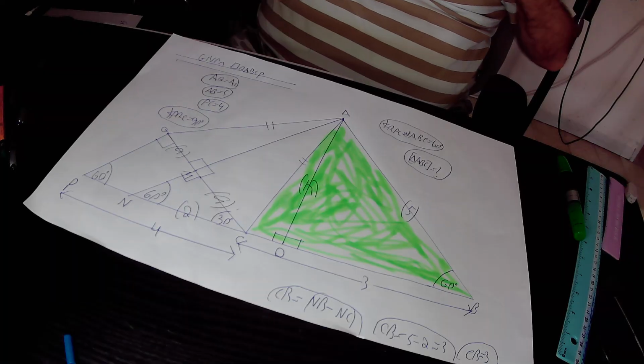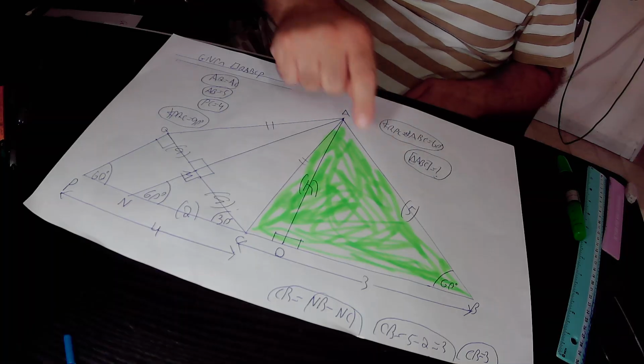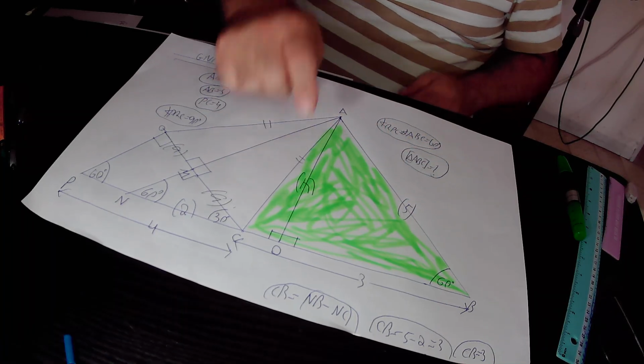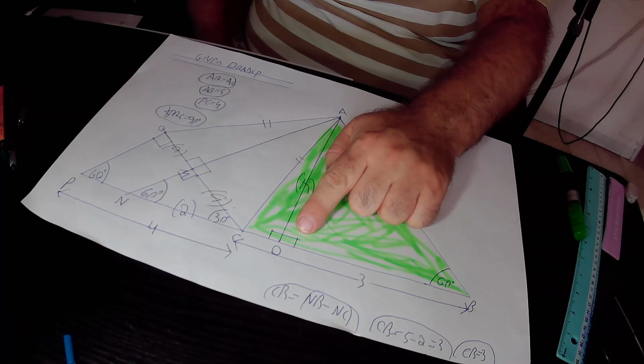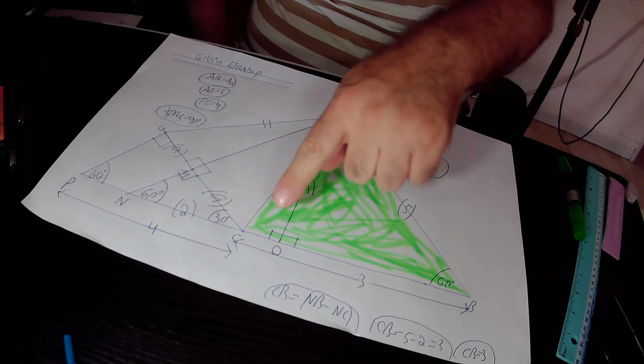In the next step, we did another construction: from point A, we draw a perpendicular to CB. So this angle equals 90 degrees, and this angle also equals 90 degrees according to our construction. We define the touching point of the perpendicular from point A and CB. This point is point O.